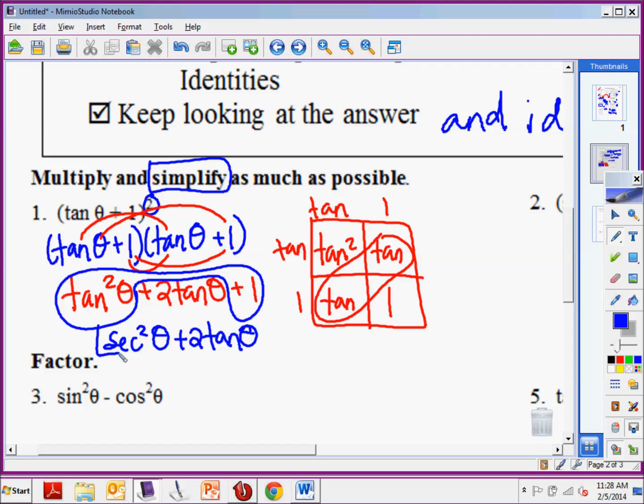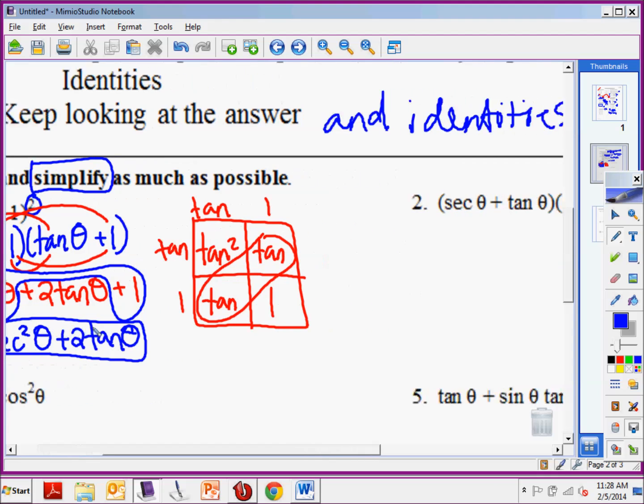And that's it. I can't go any further, can't do anything more. The party has ended. How do we feel? Good? All right, let's go on to number 2.